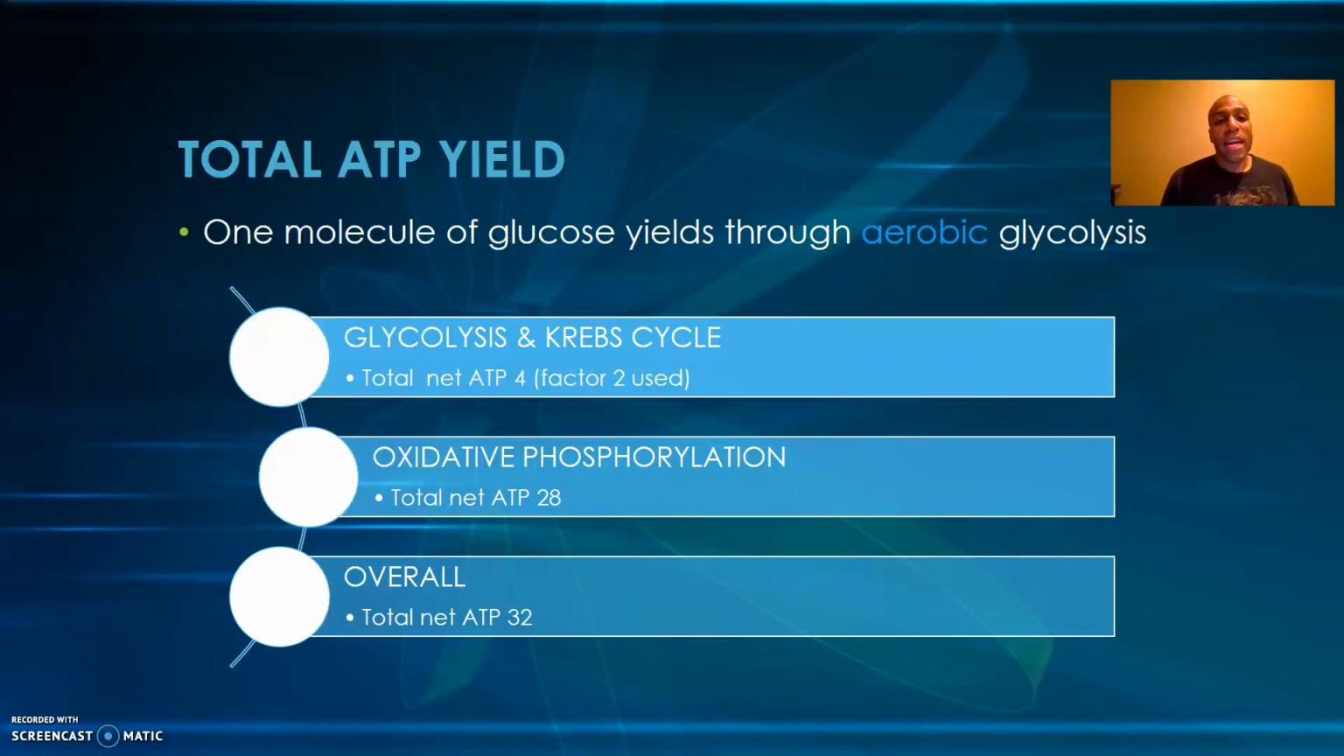The total net ATP produced, there are going to be 4 molecules of ATP. Now, the total is 6, but to prime the pump and to get things going, it does take 2 molecules of ATP to get glycolysis moving. So we get a net of 4. Then when we move through the electron transport and we get to the oxidative phosphorylation stage, we get a total net of 28 ATP molecules. So we're moving down from glycolysis to Krebs cycle to oxidative phosphorylation, and our total yield for 1 molecule of glucose is going to be 32 ATP molecules.